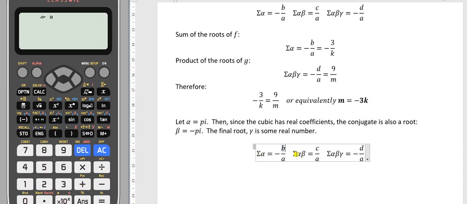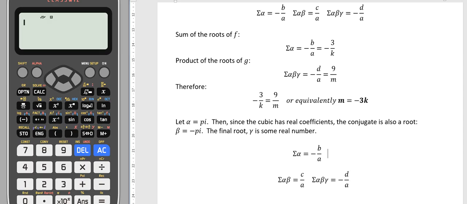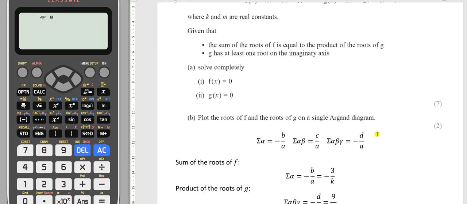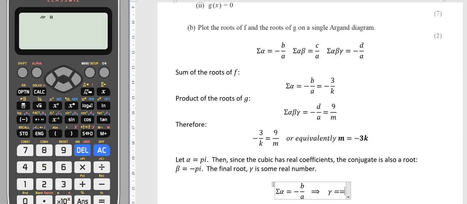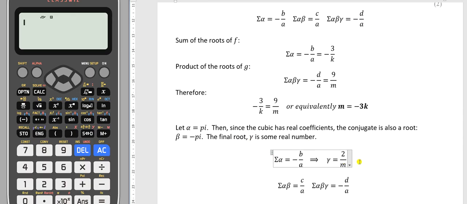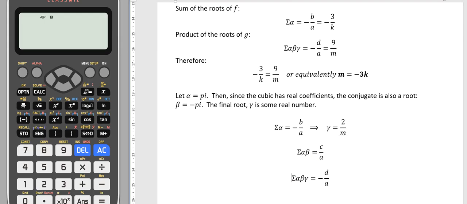But we know that the sum of the roots, minus b over a, the sum of the roots has got to be pi plus minus pi plus gamma. So that's just gamma, because the two complex conjugate roots cancel out entirely in this particular case because their real component is 0. We also know that that's equal to minus b over a, where b is minus 2 and a is m. So it's minus minus 2 over m, so we get 2 over m. Now we've got a direct link between that third root and m. So that's helpful. Let's see what we get from these other two results.